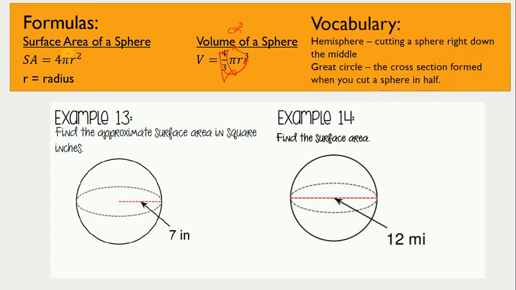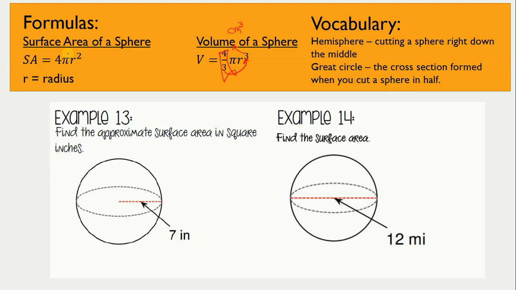Some vocabulary also you might hear being used with spheres. A hemisphere is when I cut a sphere right down the middle or halfway. That would be a hemisphere, so basically cutting it in half, if you want to consider it that. Our globe is made up of hemispheres, the north and south.